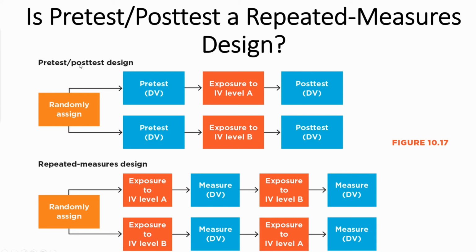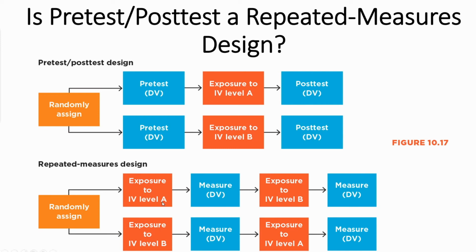In our pretest, post-test design, it's an independent groups design. So the participants are only ever exposed to one level. So here, exposed to level A or exposed to level B. So they're never exposed to both. Whereas for our repeated measures design, by their setup, you have to be exposed to both.